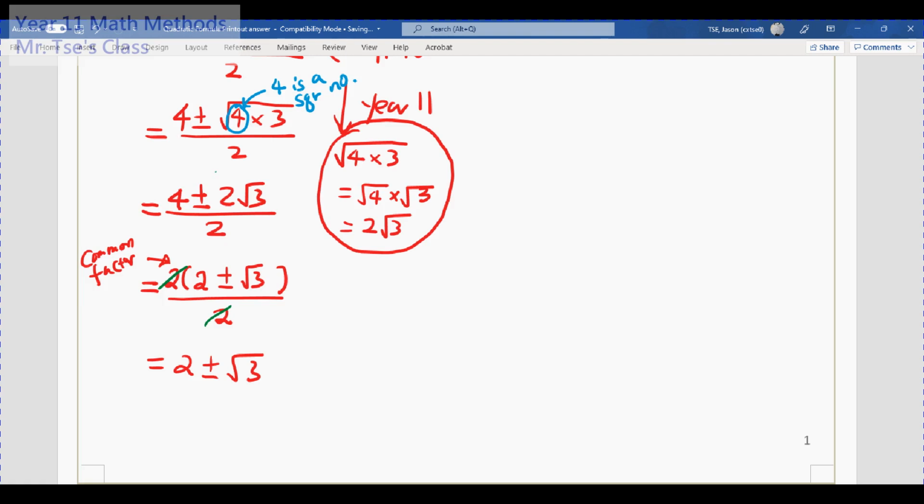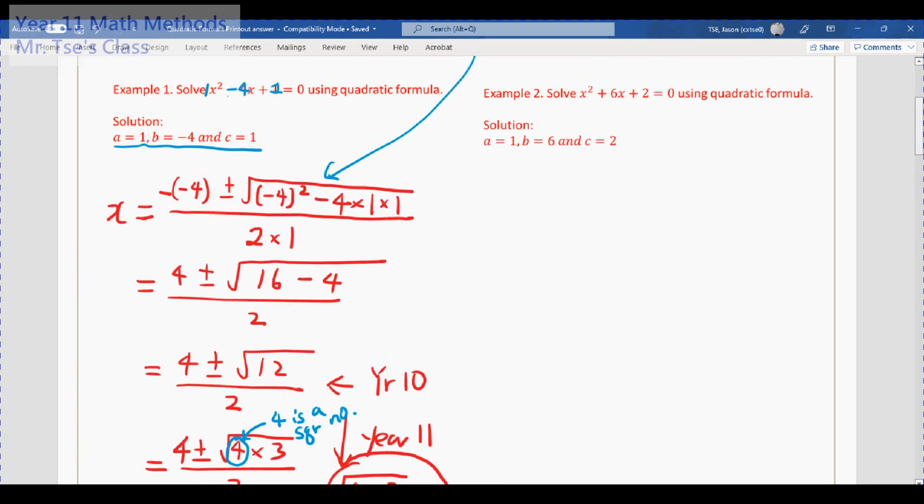This is very natural. For a question where you have to use the quadratic formula, that means the question can't be factorized easily. And for questions that can't be factorized, normally in the answer you will see those surds, like square root 3, which is a surd.